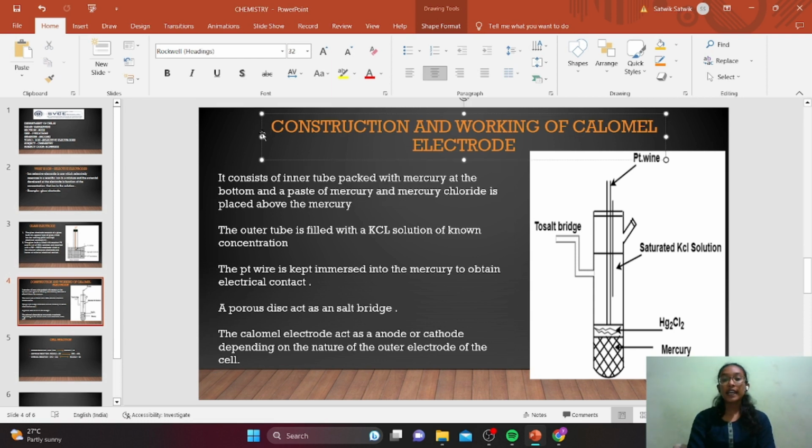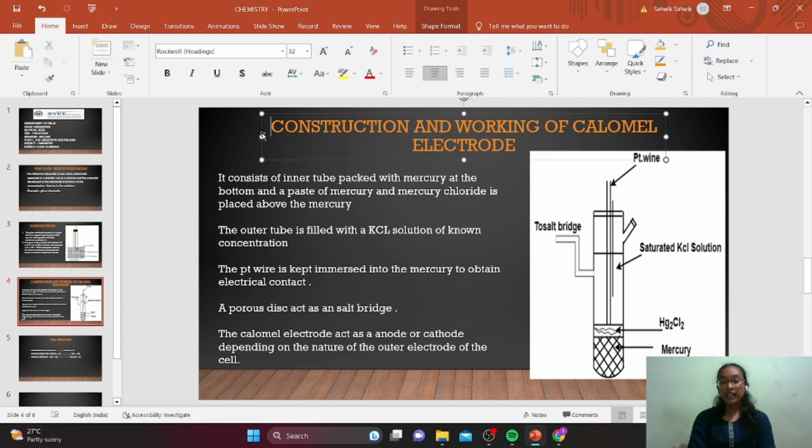It consists of an inner tube packed with mercury at the bottom, and a paste of mercury and mercury chloride is placed above the mercury. The outer tube is filled with a KCl solution of unknown concentration. The Pt wire is kept immersed into the mercury to obtain electrical contact. A porous disc acts as a salt bridge. The calomel electrode acts as an anode or cathode depending on the nature of the electrode of the cell.